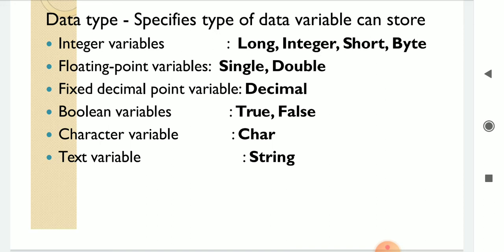And if you want to save more than one character, such as address, name, father's name, then you have to go for a text variable, which will come in string format. A string means a combination of characters.